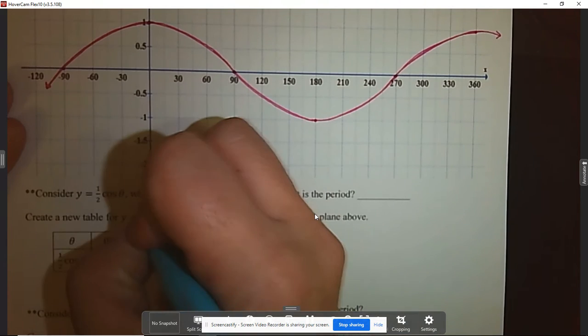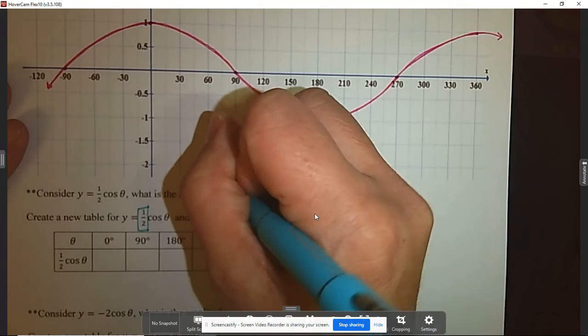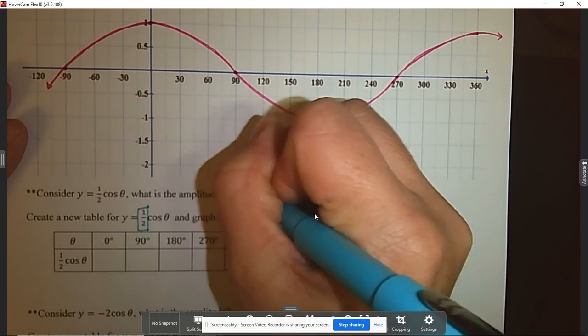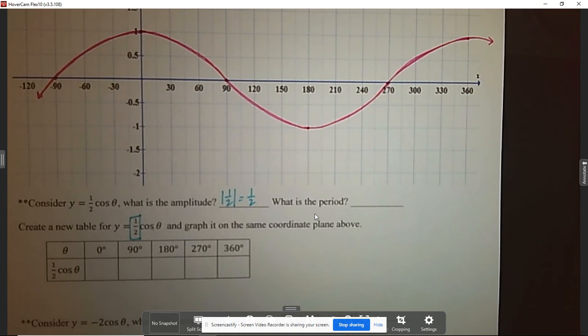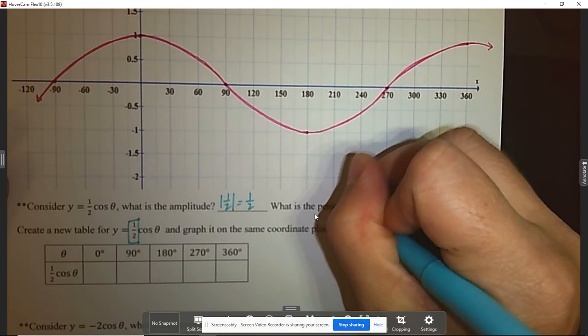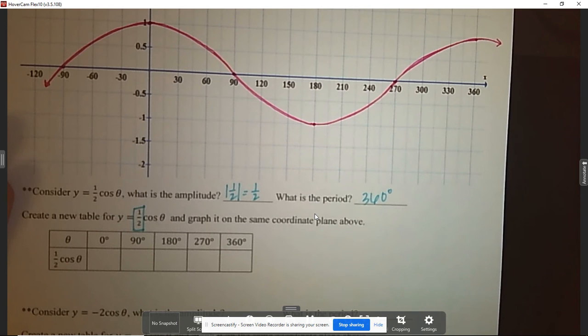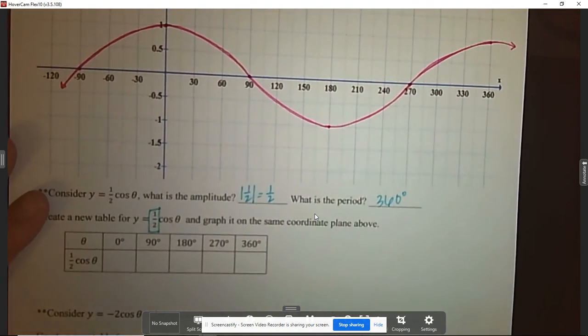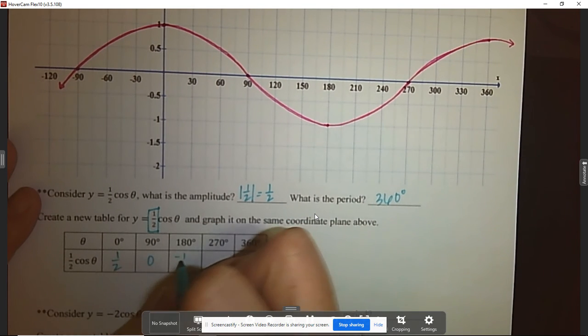We should know that to get the amplitude, I just take this number out front, A, take the absolute value of it, which this one was positive, so the absolute value didn't change it. The amplitude is 1/2, and again, just like the other ones, the period is going to be 360. So on all of this lesson's work, the periods will be 360. If I multiply all those table values by 1/2, I get this.